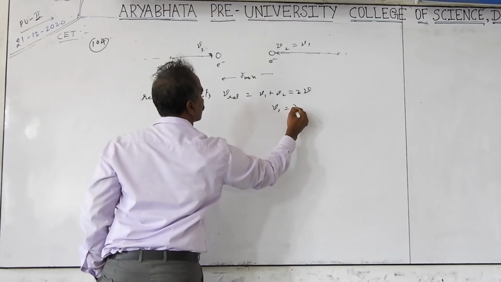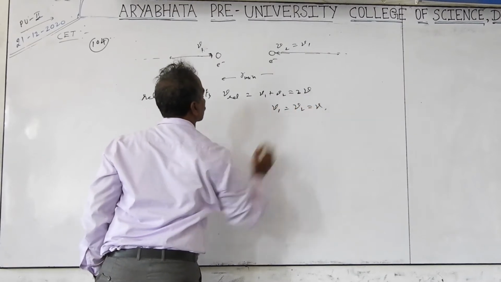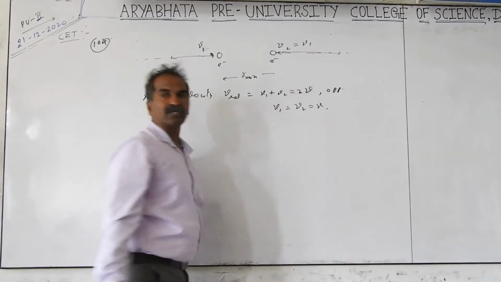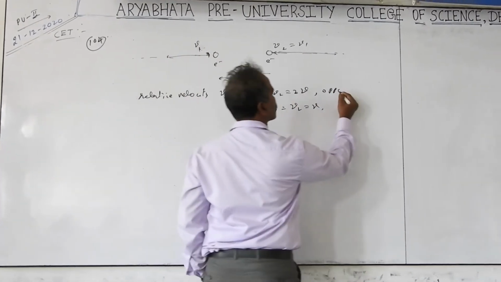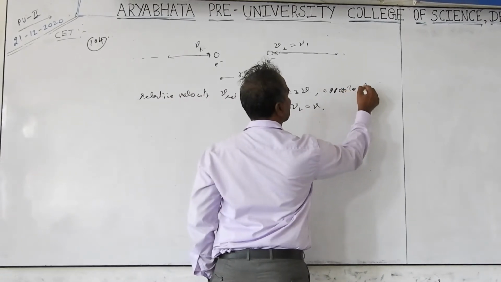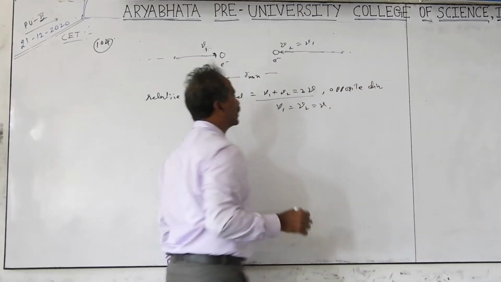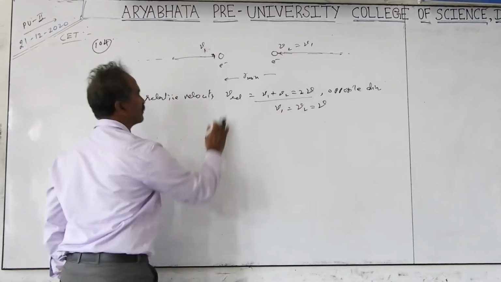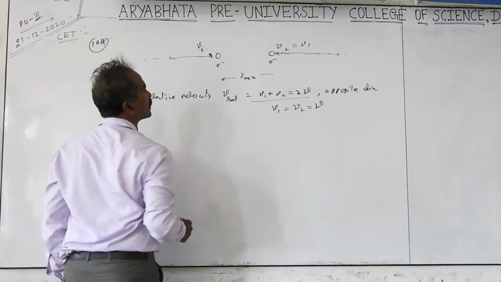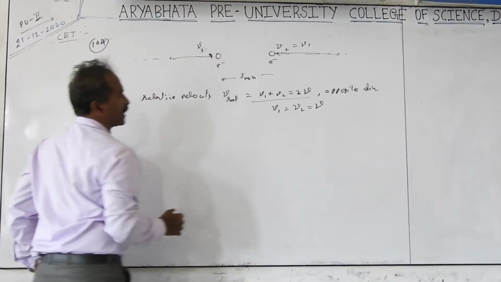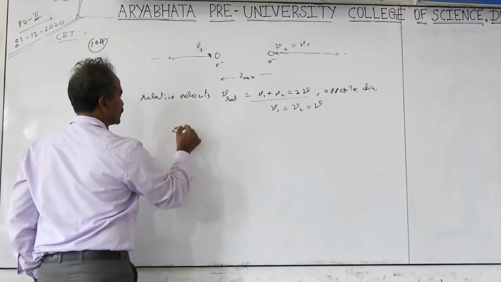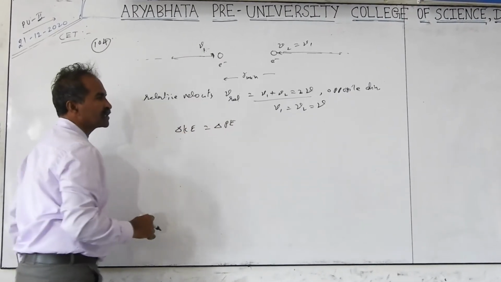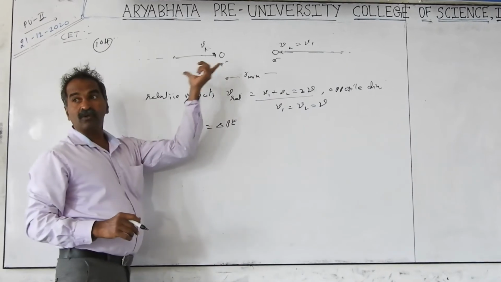v1 equal to v2 equal to v. Why are you taking plus? Because they are in opposite directions. For the same direction, you take the difference. Opposite direction motion, so relative velocity is the sum of the two velocities. And change in kinetic energy is equal to change in potential energy. That means for this kinetic energy, you take the total kinetic energy.